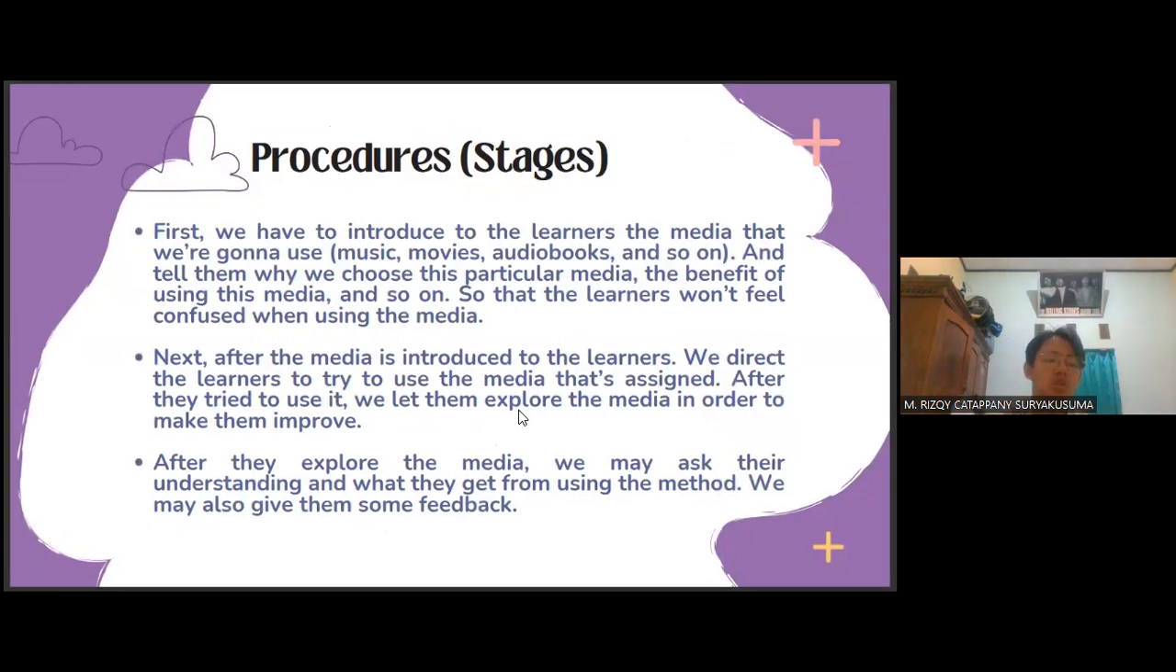And the next is procedures or stages. So first we have to introduce to the learners the media that we're going to use at that time. It's either music, movies, audiobooks, and so on. And tell them why we choose this particular media and the benefit of using this media, so that the learners won't feel confused when using the media.